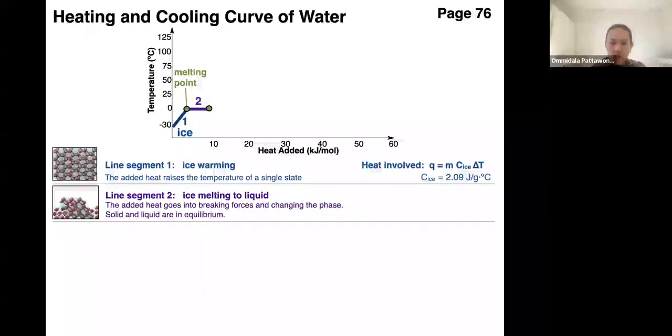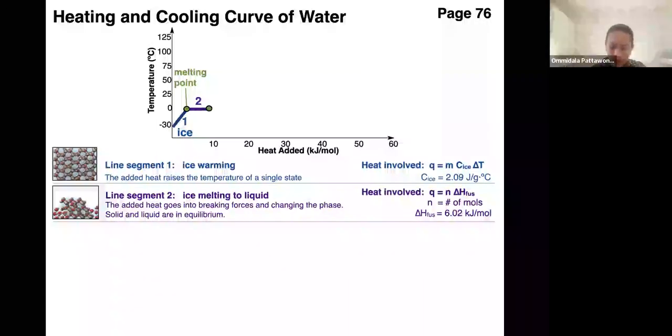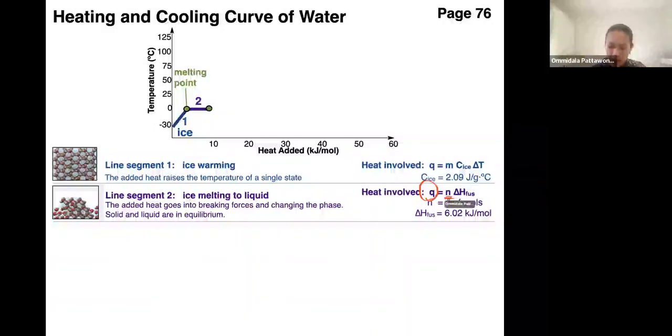So in this case, what we are going to do is use the heat of fusion instead, in order to find out the heat involved with this process. Because the heat is going to depend on the amount of the substance. Therefore, in this case, you are going to multiply the heat of fusion by the moles, the number of moles of substance that we are looking at.